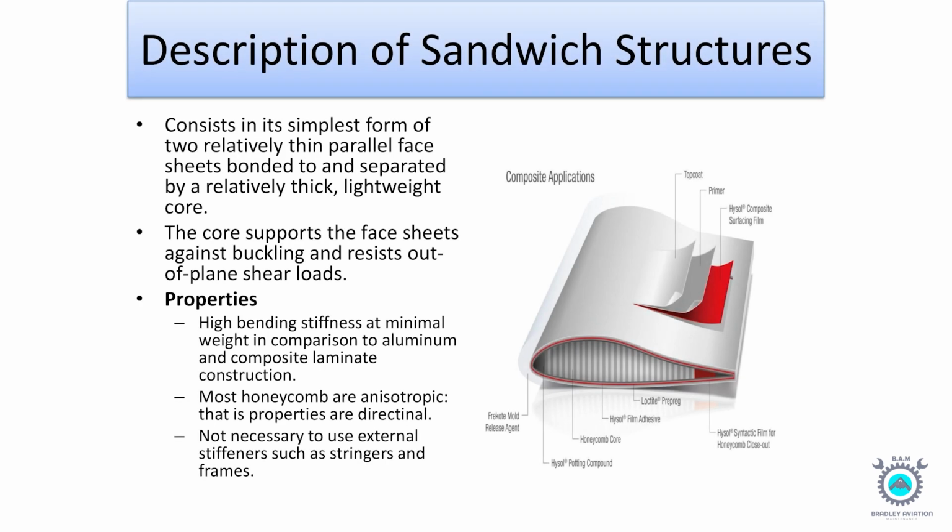Description of sandwich structures: in its simplest form, it consists of 2 relatively thin parallel face sheets bonded to and separated by a relatively thick, lightweight core. The core supports the face sheets against buckling and resists out-of-plane shear loads. Properties: high bending stiffness at minimal weight in comparison to aluminum and composite laminate construction. Most honeycomb is anisotropic, that is, properties are directional. It is not necessary to use external stiffeners, such as stringers and frames.